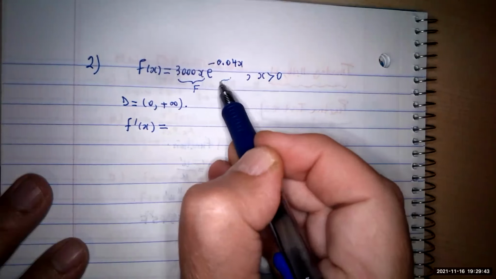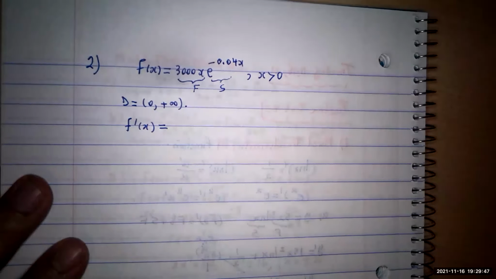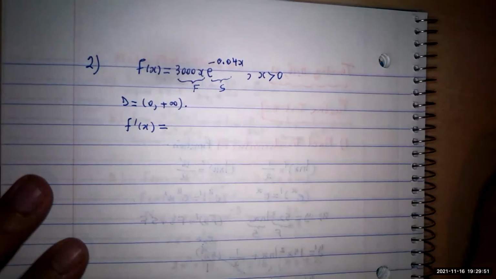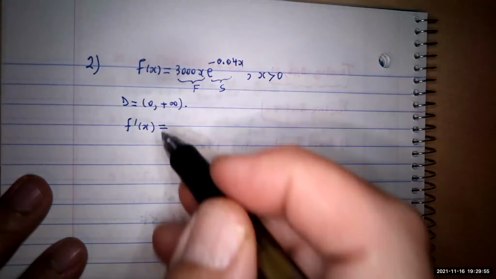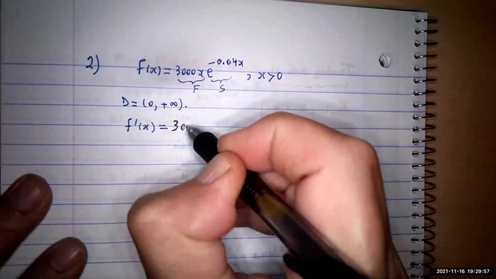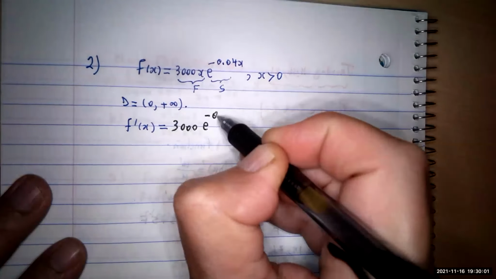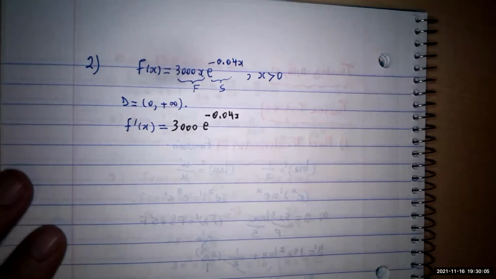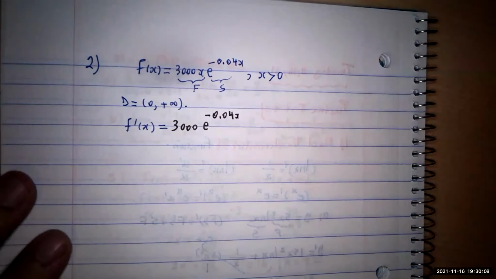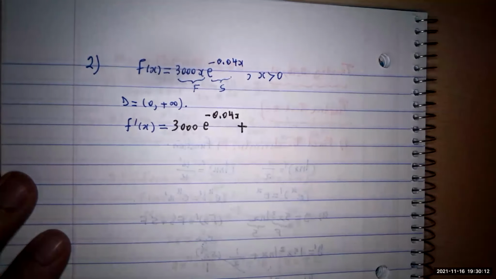And this exponential part is going to be your second function. So we have to apply the product rule: derivative of the first times second, plus second times first. Derivative of the first one, derivative of 3000x, would be simply 3000. 3000 times the second one, e to the negative 0.04x. Okay, that's derivative of the first times second, plus derivative of the second times first.